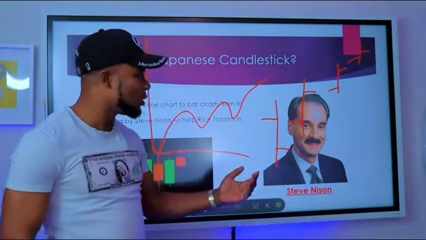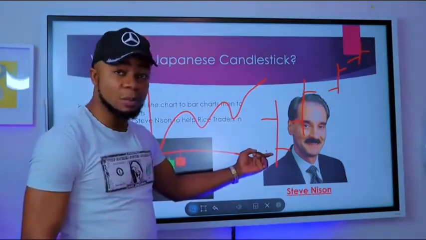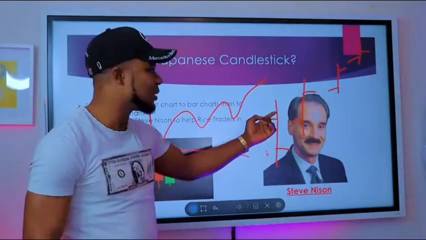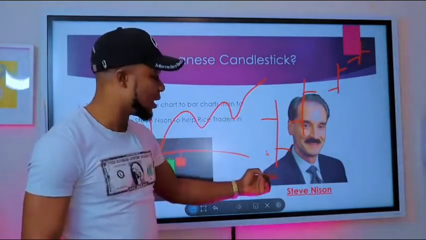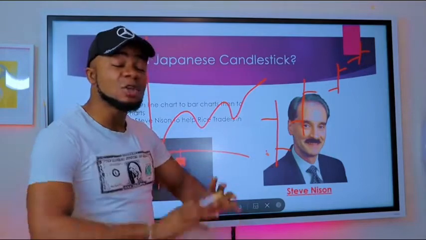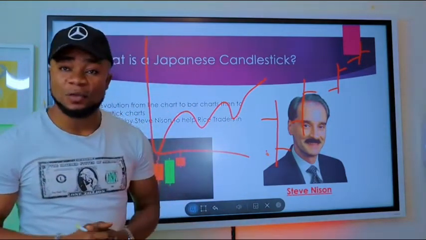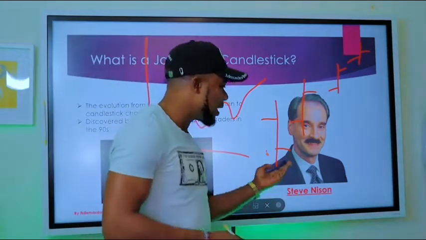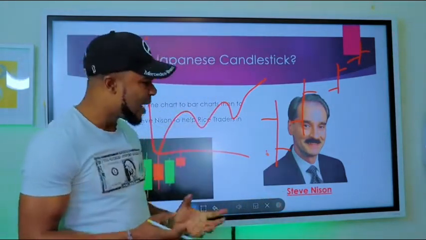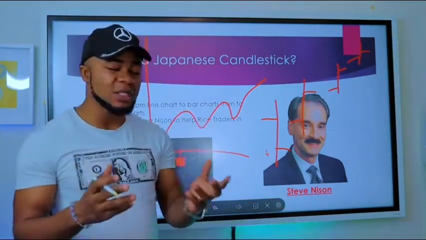With the bar chart, they were able to know the open price, the close price, the high price, and the low price of that particular period. If we're talking about a 4-hour time frame, they were able to have those details. Good. Since they discovered now the bar chart wasn't easily readable.